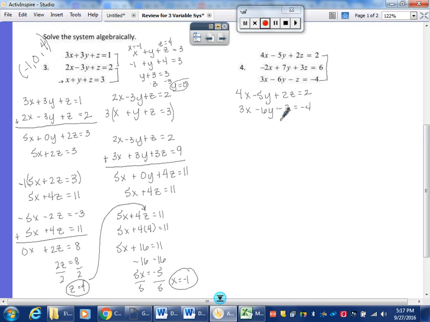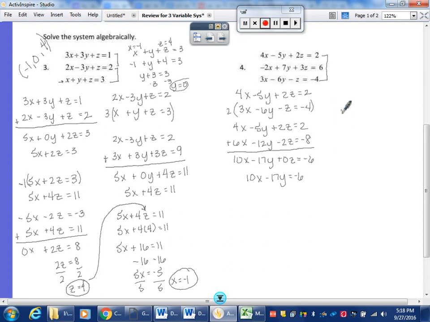Okay. In order for the z's to cancel out, I need to multiply this equation by 2. And so I'm going to do that. So I get 4x minus 5y plus 2z is equal to 2. And 6x minus 12y minus 2z is equal to negative 8. And when I add these two equations together, what I get is 10x minus 17y plus 0z is equal to negative 6, which is 10x minus 17y is equal to negative 6.